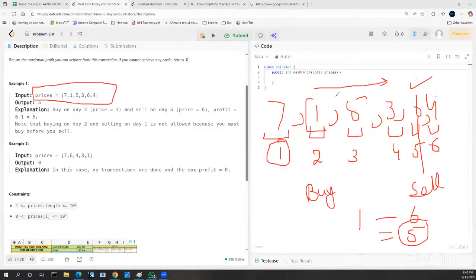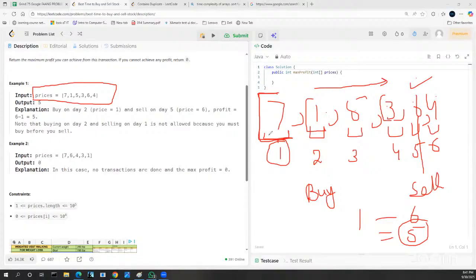What if we try another number? How about 3 and 6? Well, 3 is greater than 1, so we are already losing on the best time to buy. So the best time to buy for us would be 1. Any considerations here or any questions? Sir, why are we not considering 7?